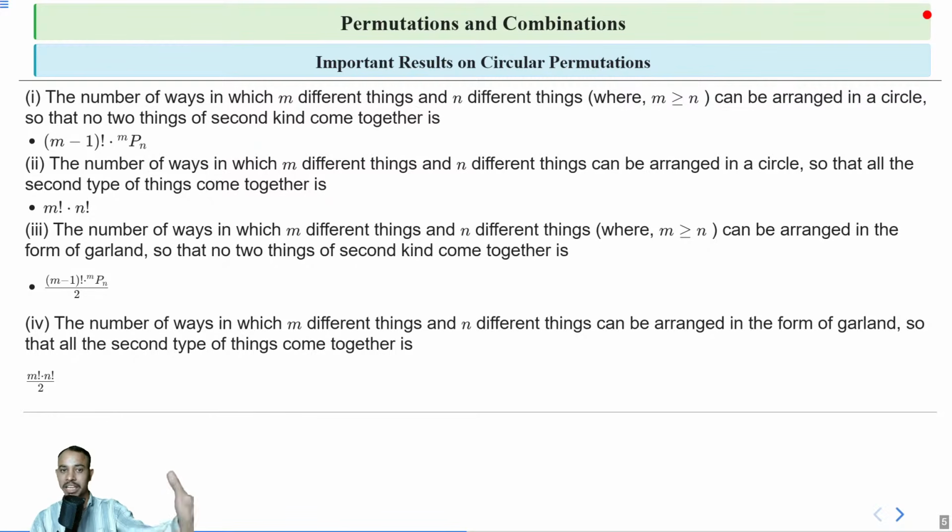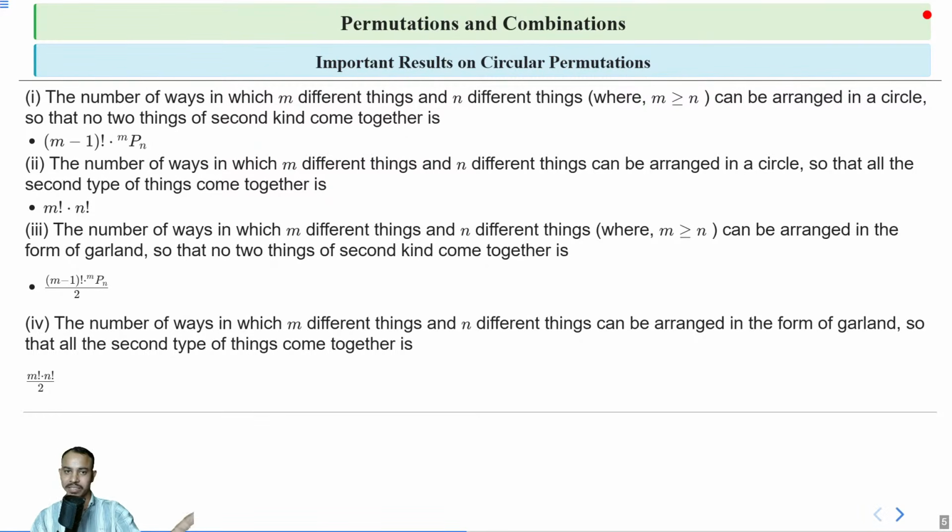So I hope you understand these four important results on circular permutations. In the first one, we have a circle, when we arrange m different things and n different things where m is greater than or equal to n, and we are not taking two things of the second kind together. The number of ways is m plus 1 factorial times mpn.